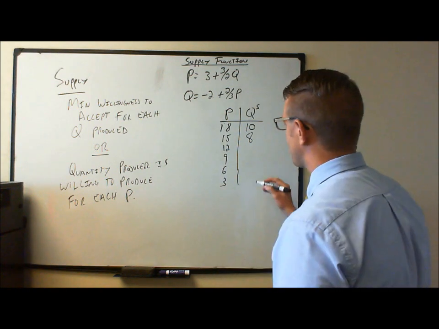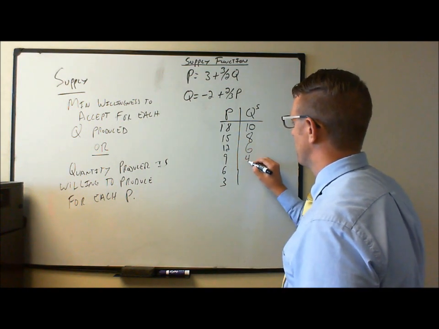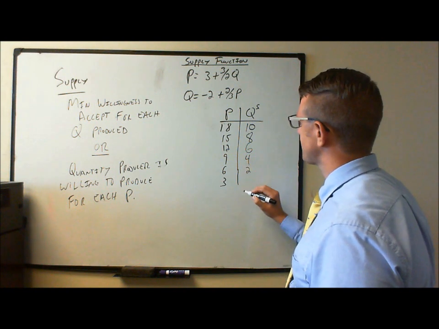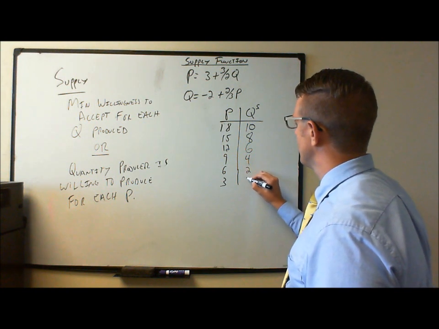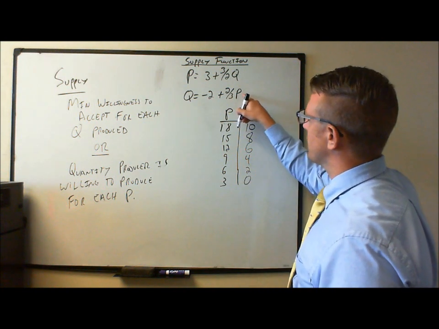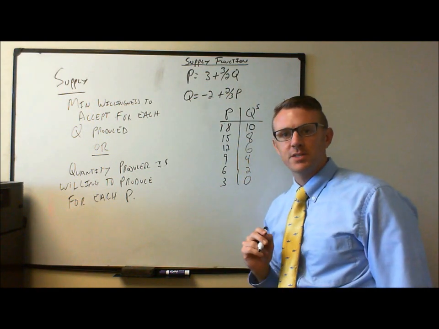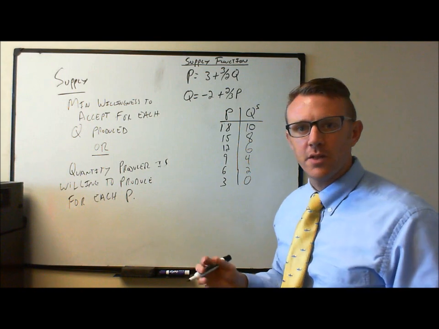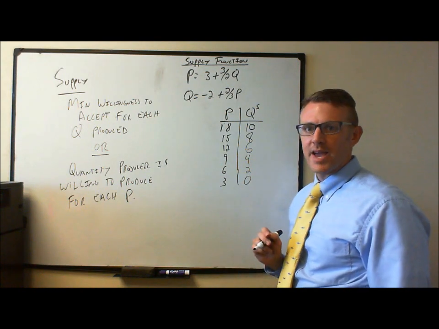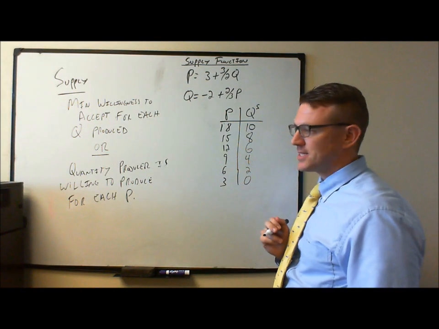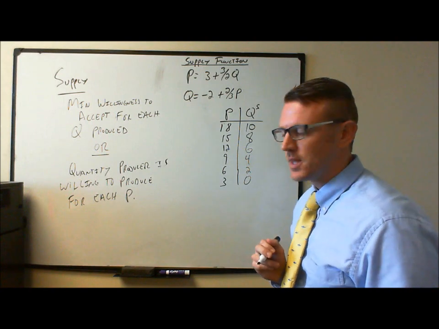Okay, if you've done this correctly, you get 6, 4, 2, and 0. 3 divided by 3 is 1, 2 minus 2 is 0. So at $3, they're not going to be willing to supply any. At any price below that, they're still not going to supply any purses. So that's what a supply curve looks like.